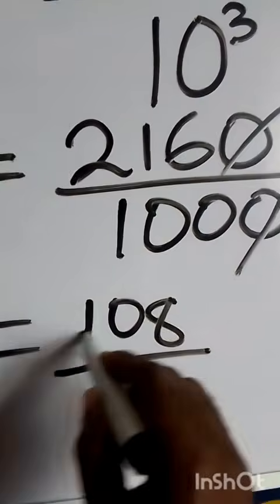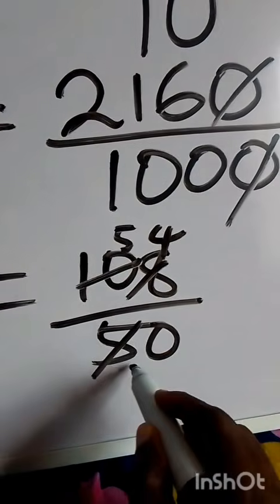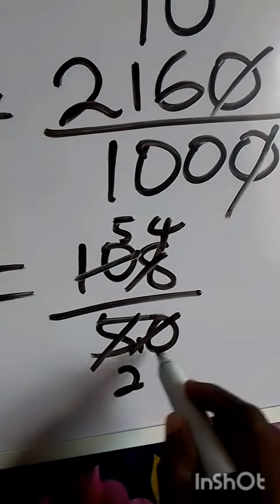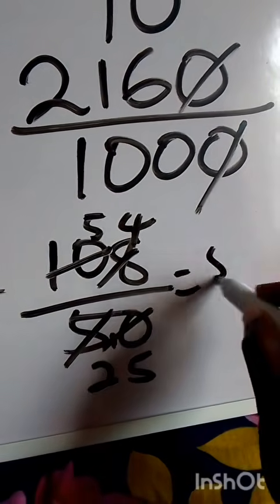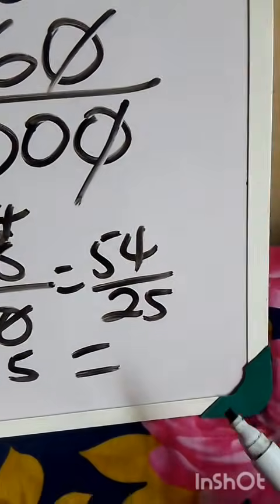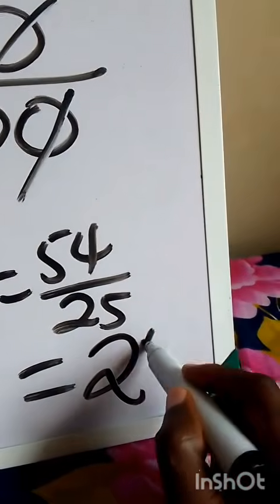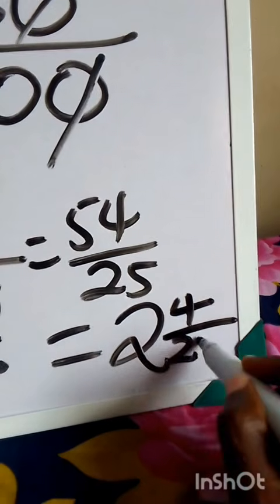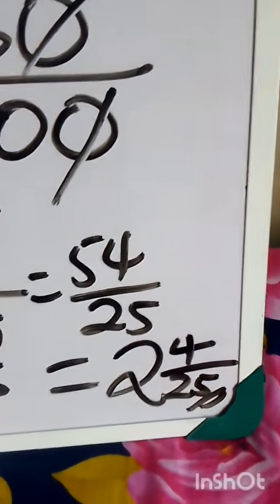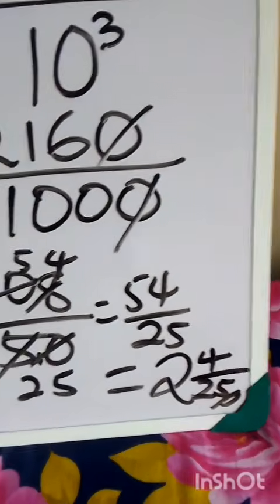Let's divide by 2 again. 2 cancels 5, 2 cancels 4. 2 cancels 2, remainder 1, 2 cancels 10, 5. So we have 54 over 25. So finally, how many 25s do we have in 54? 2 of them, because 2 times 25 is 50. So that will be remainder 4 over 25. So the final answer is 2 whole number, remainder 4 over 25.